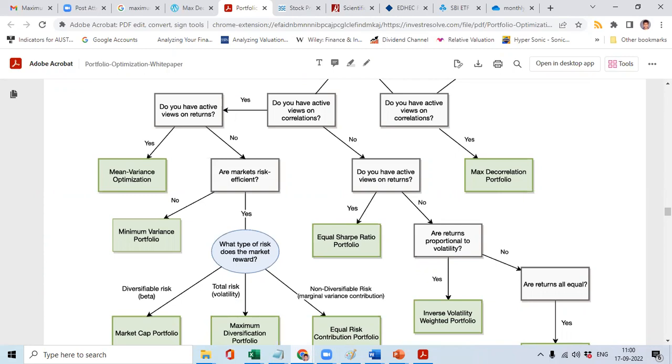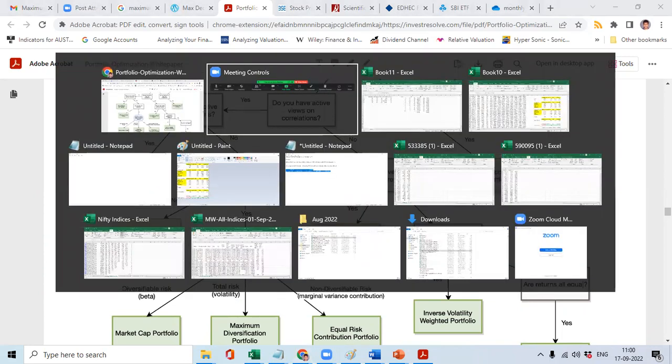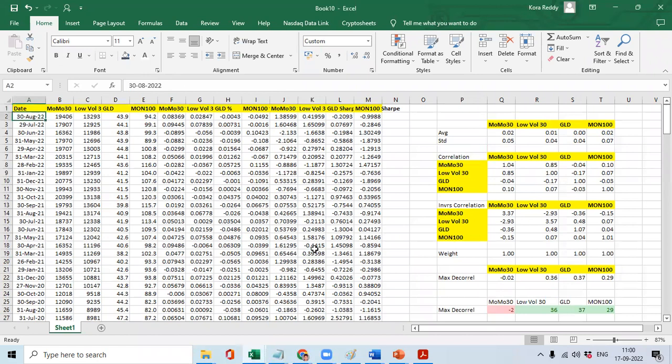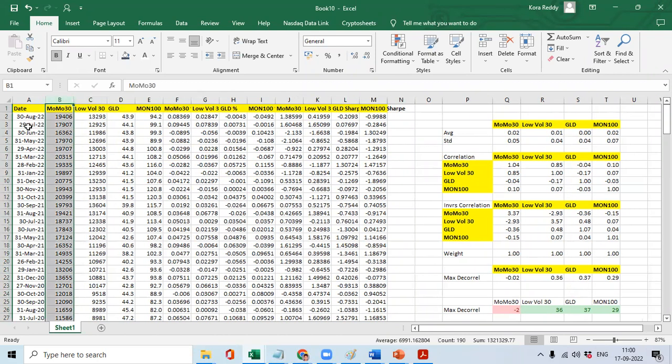Now, what I have done is I have taken the monthly returns of the popular 4 indices. I just selected them because they are popular. Right, so one is your Momentum 30 index, all the monthly values, and Alpha Low Vol 100, Alpha Low Vol 30, gold, and Nasdaq, just for 4 diversified asset classes.